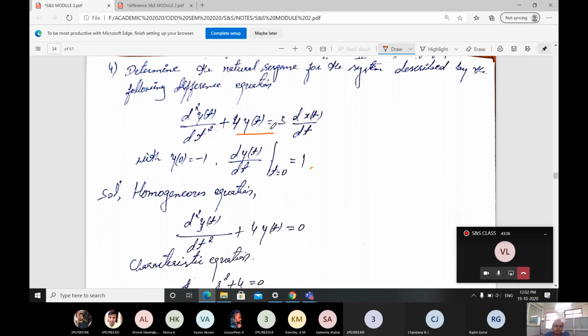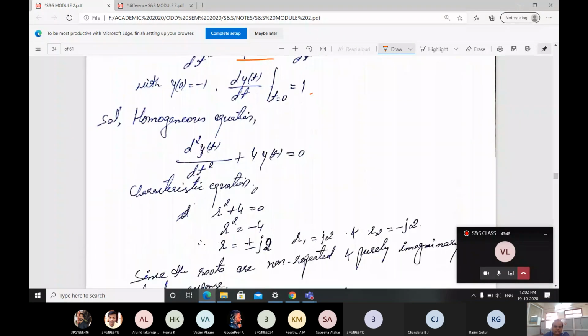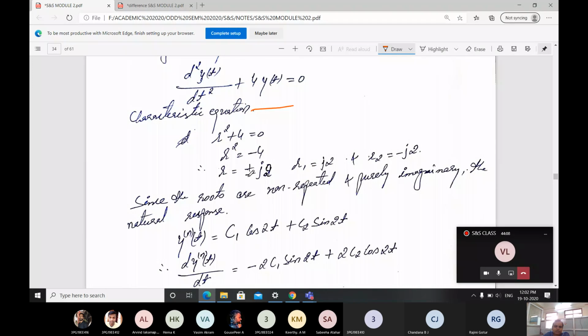Then first we have to write the homogeneous equation. d square of y of t divided by dt square plus 4 y of t is going to be equal to 0. Therefore, the characteristic equation is going to be taken based on this differential equation. Here it is d square, for that reason r square plus 4 is going to be equal to 0. r square is going to be equal to minus 4. Solve for this, we will be getting r is going to be plus or minus j2. Therefore, r1 is taken as j2 and r2 is taken as minus j2.